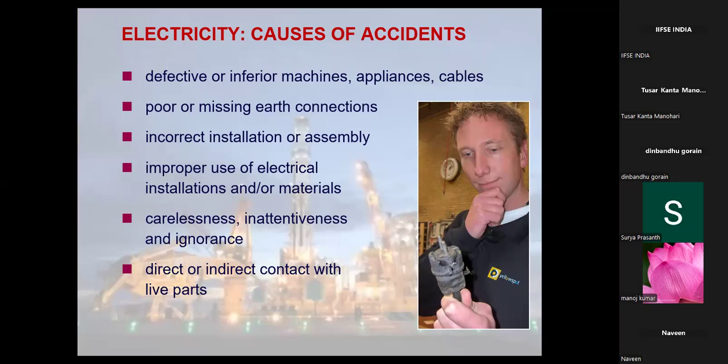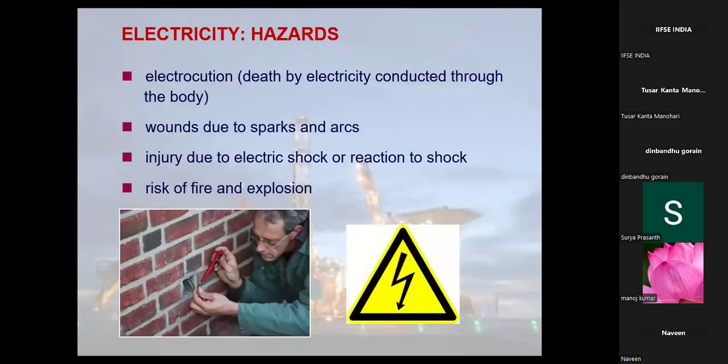Incorrect installation and assembly, improper use of electrical installations and materials, carelessness, inattentiveness and ignorance, direct or indirect contact with the live parts. So these are the main causes of electrical accidents or incidents.